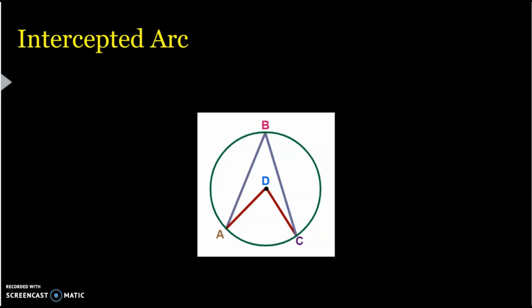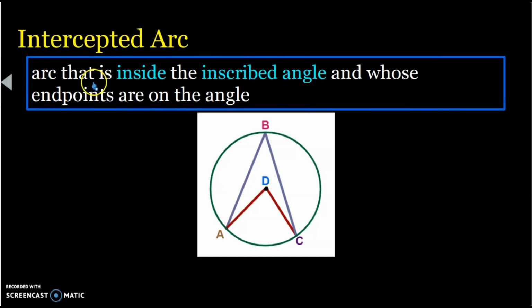Okay, aside from the inscribed and the central angles, we also need to know what intercepted arc is. Okay, it says here, it is an arc that is inside the inscribed angle and whose endpoints are on the angle. So, inside the inscribed angle. So, let's simplify it. If we're going to make the definition simpler, it's just going to be the part of the circle, which is an arc, opposite the inscribed angle.